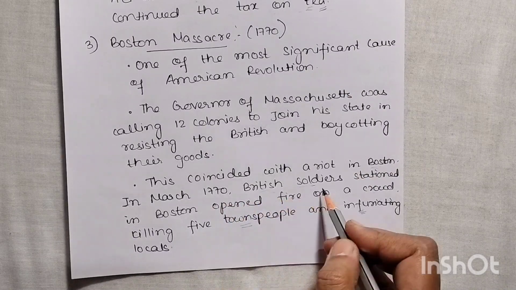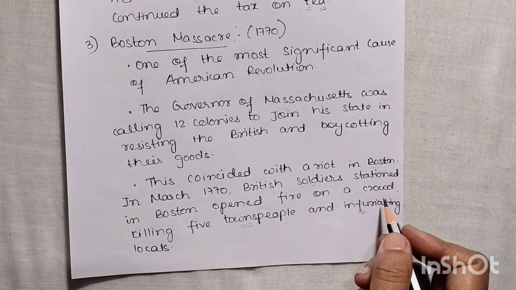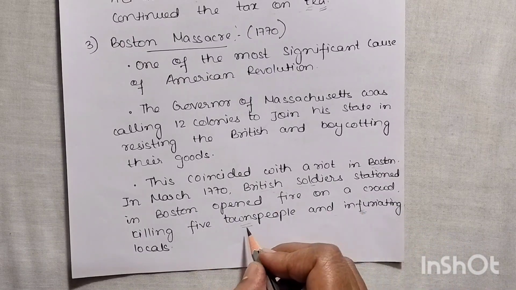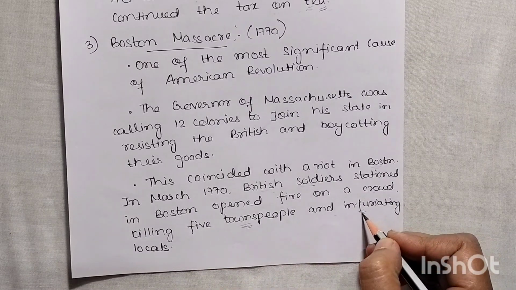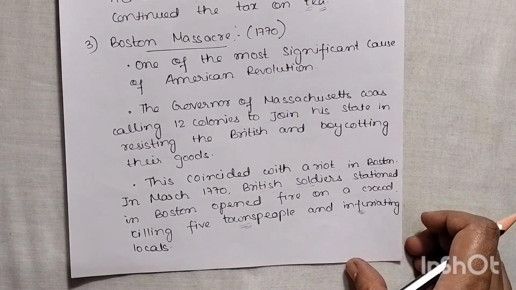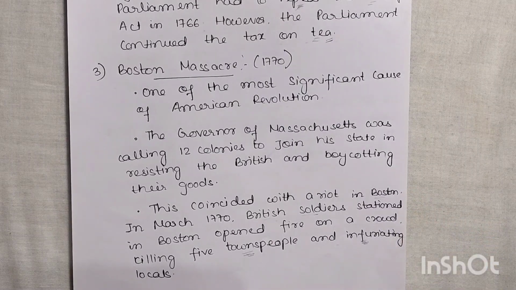What happened? The British soldiers, who were on duty in Boston, opened fire on a crowd and killed 5 townspeople. So 5 people were killed there, and the people became infuriated. They were so aggressive against these Britishers.